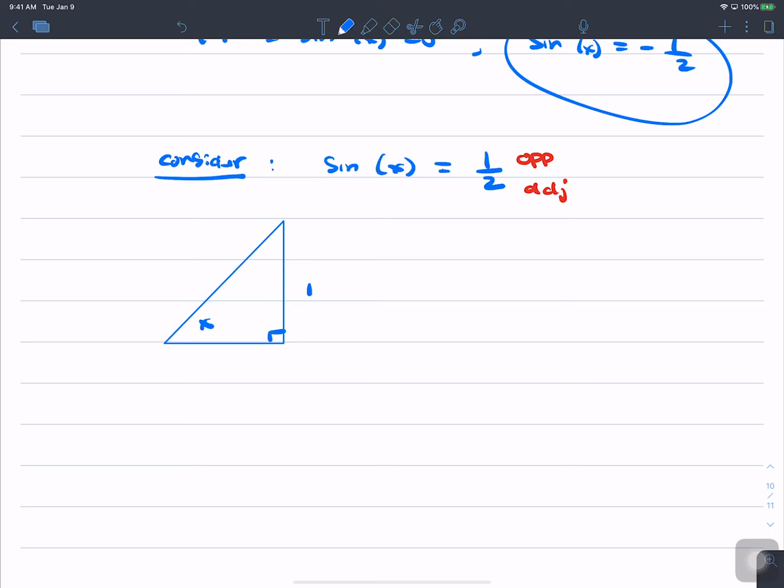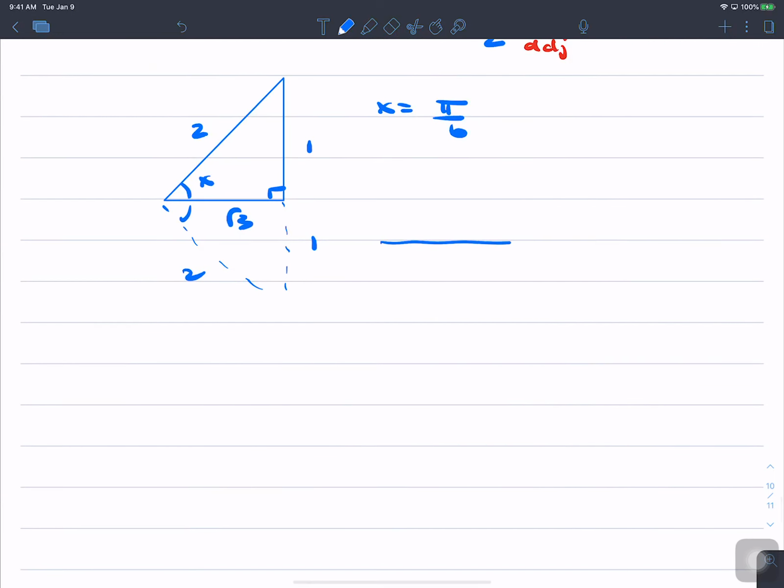Here x is opposite over adjacent, that's the square root of 3. So we get the same special triangle, but this is actually 30 degrees, which is pi over 6. Pi over 6 here, pi over 6, this is an equilateral triangle. However, that's really not our solution.